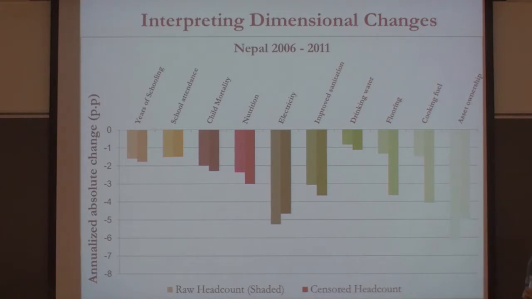And my first question is, which indicators have reduced fastest? Assets, we have both of them, both the censored and uncensored. Electricity is the second one. Then cooking fuel, although cooking fuel already is something different. The censored headcount has reduced 4 percentage points per year. The raw, much less.